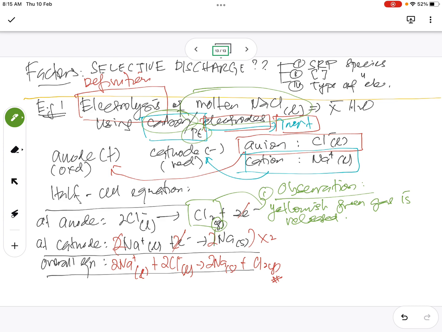Second observation, that is solid sodium is deposited at cathode. Okay, ada soalan boleh tanya. Ini contoh pertama lah.